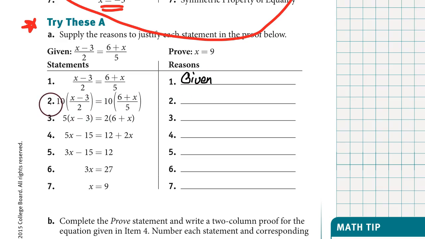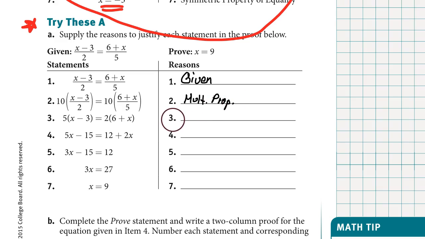Okay, to figure out the justification for line 2, we have to look to see what has happened compared to what we had previously. It looks like the number 10 was multiplied to both sides of the previous equation. So that's the multiplication property of equality.